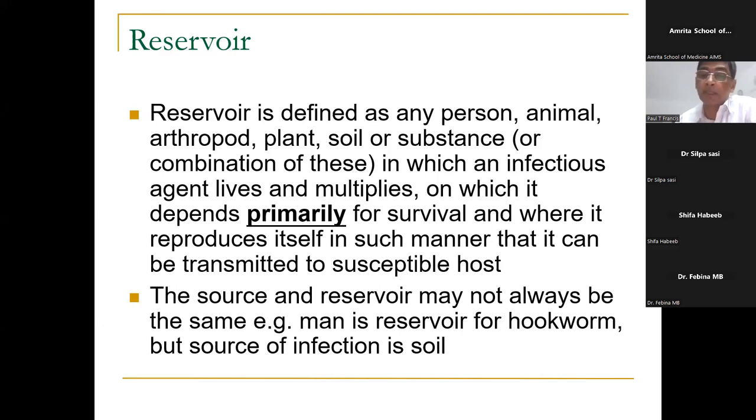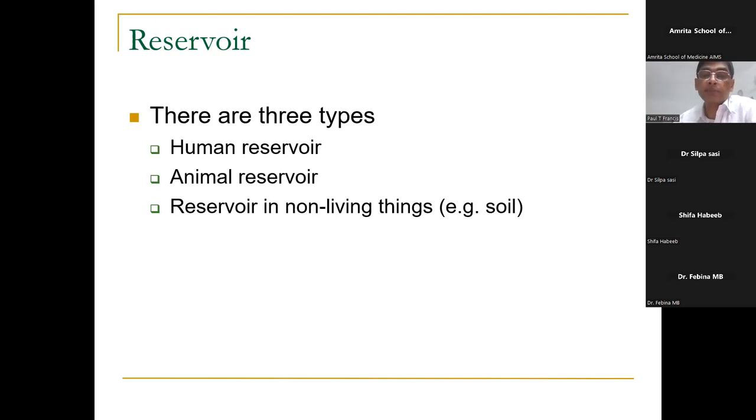The source and the reservoir may not always be the same. The source of infection may not be the same as the reservoir of the agent. For example, man is a reservoir for hookworm, but the source of infection is soil. The hookworm has to live in the human intestine primarily for survival, but you don't get infected directly from a human being. Your infection comes from the larvae that are present in the soil. There are three types of reservoirs: human reservoir, animal reservoir, and reservoir in non-living things like soil.